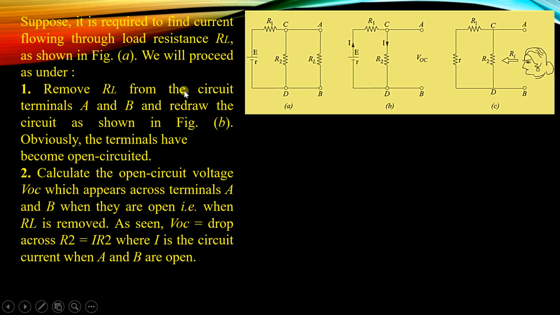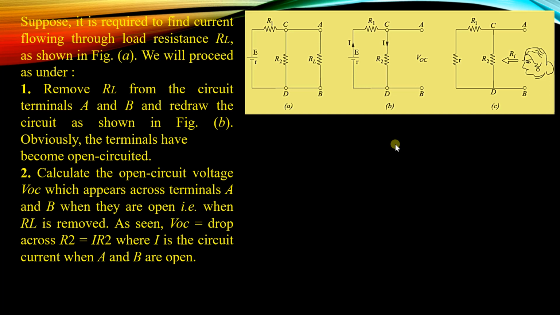Suppose it is required to find the current flowing through load resistance RL as shown in the first figure. We will proceed as under. The first step: remove RL from the circuit terminals A and B and redraw the circuit as shown in figure B.